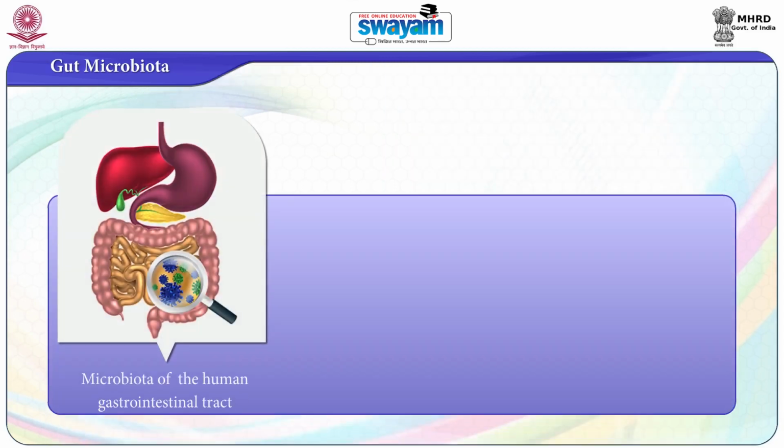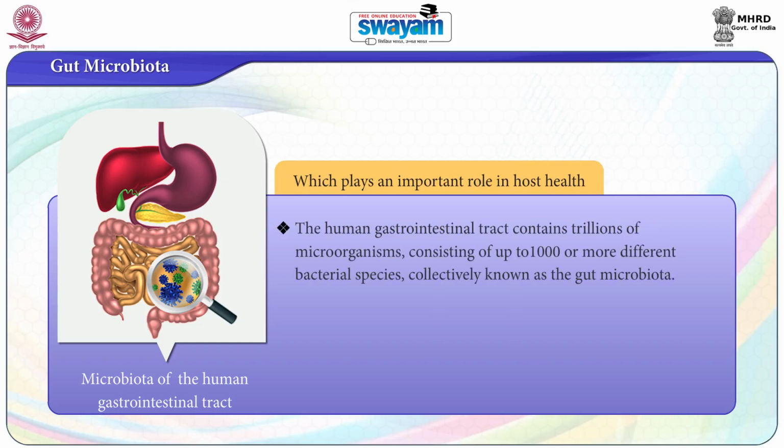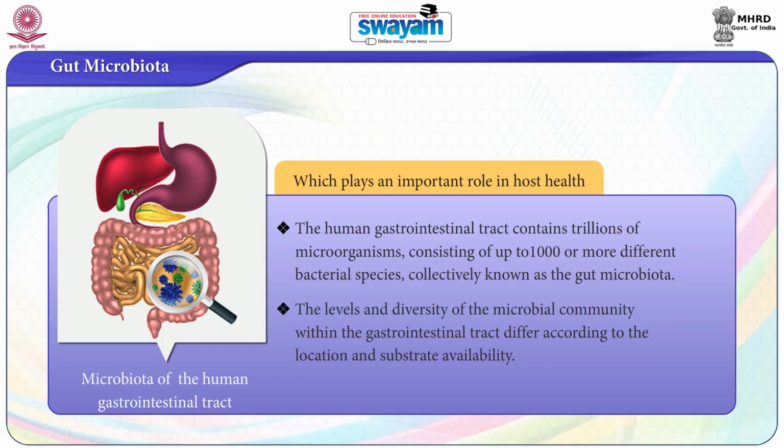Now let us see what is gut microbiota. Let us first study the microbiota of the human gastrointestinal tract, which plays an important role in host health. The human gastrointestinal tract contains trillions of microorganisms consisting of up to 1000 or more different bacterial species, collectively known as gut microbiota. The levels and diversity of the microbial community within the gastrointestinal tract differ according to the location and substrate availability.